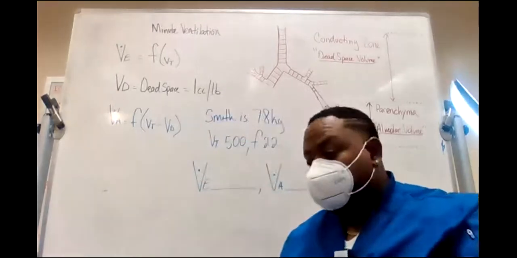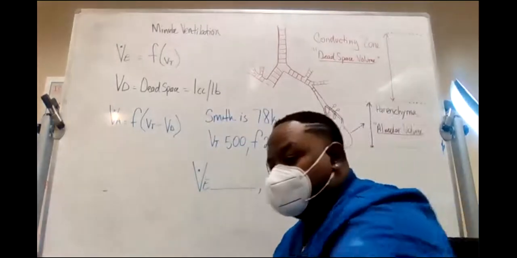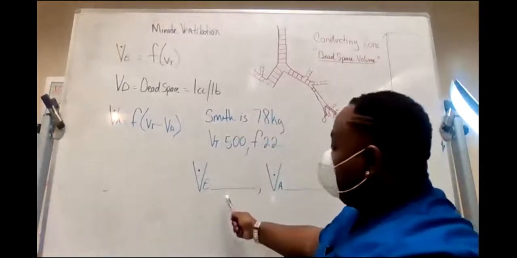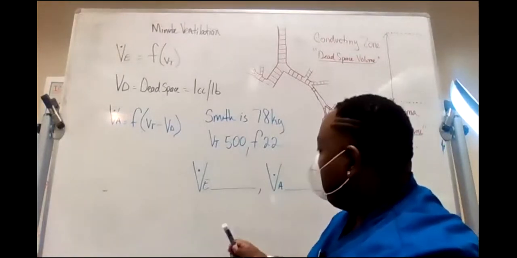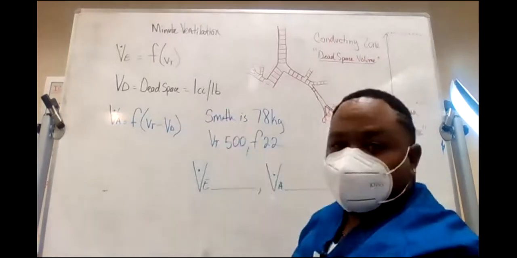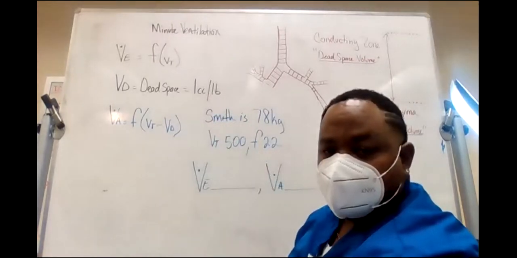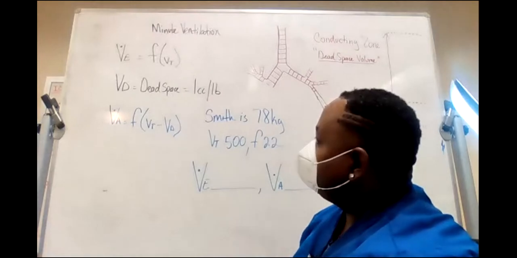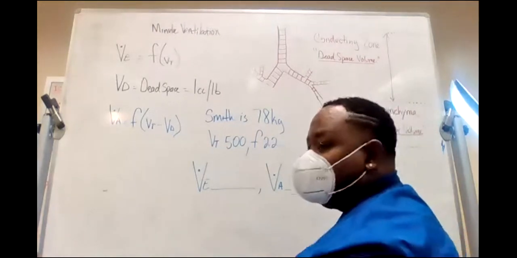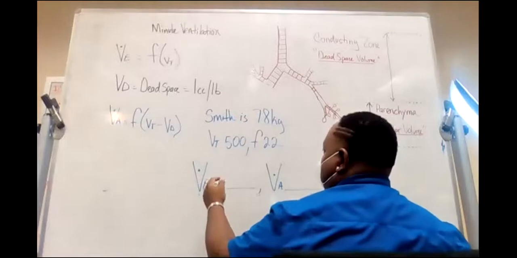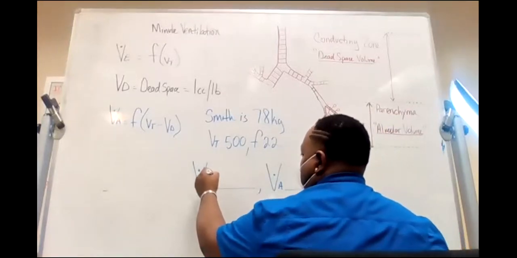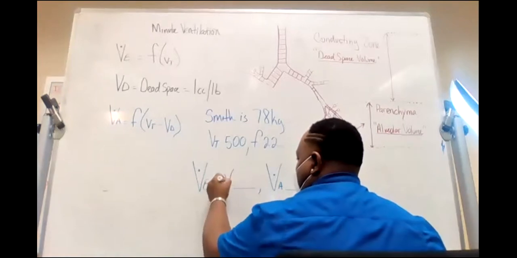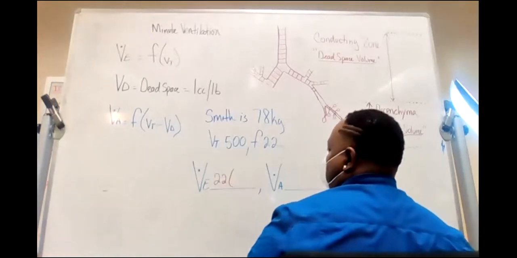Now, first things first. Minute ventilation, Charisma. What do I need to use? What's the formula for minute ventilation? Frequency times tidal volume. All right, frequency times tidal volume. So, Charisma, what's my frequency in this problem? 22. 22 times what? 500.